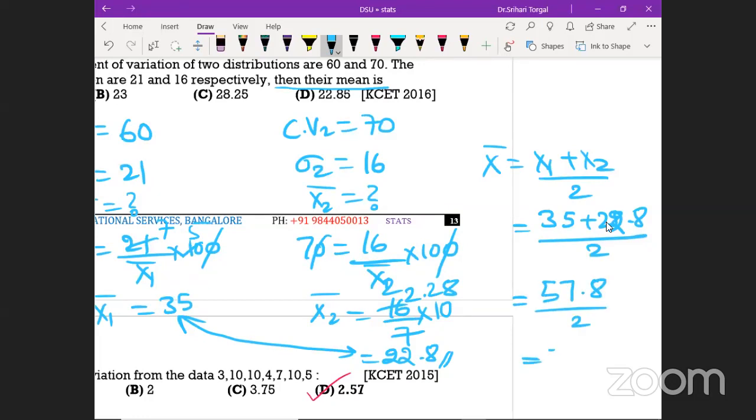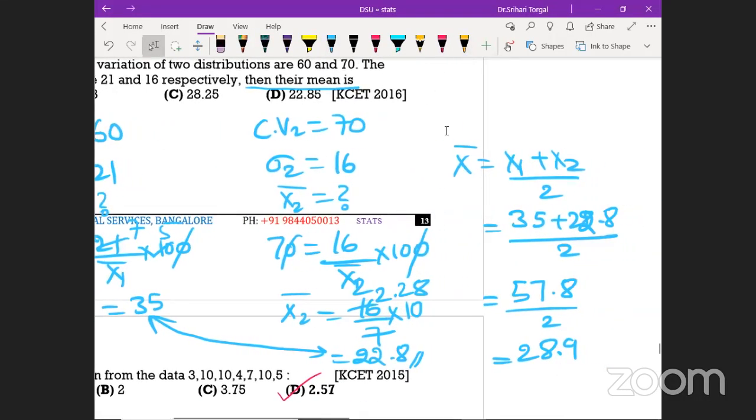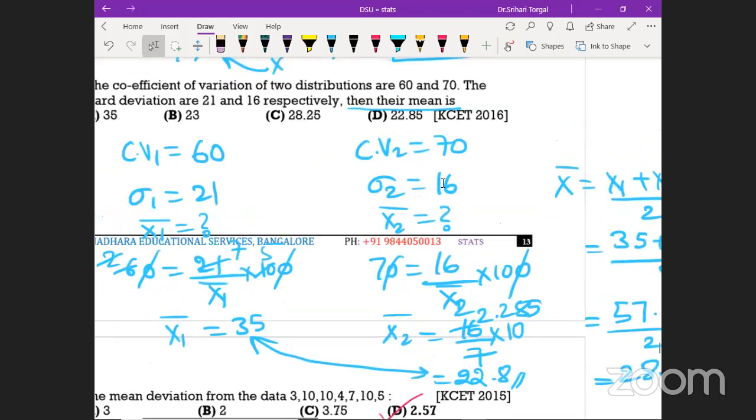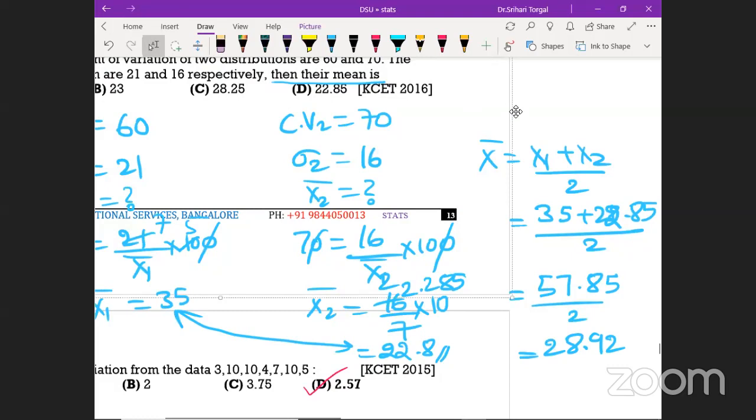57.8 by 2 is 28.9. Sorry, I think some calculation error is there, because 16 divided by 7 is: 7 2s are 14, 2 remaining, 20, 7 2s are 14, 60, 40, 85. So 85 is there here, 22.85. Add this, we'll get 57.85, and 2 9s are 18, 28.92. Is there any option which contains 28.9? No. I think there is an error in the calculation.